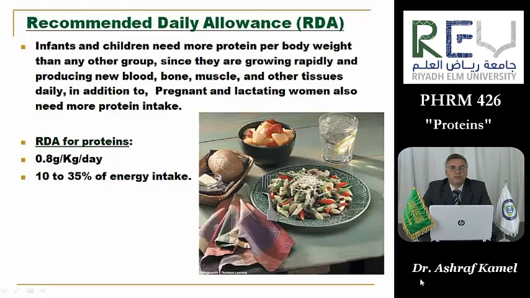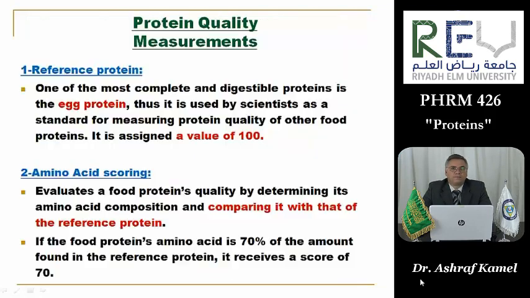Infants and children need more protein per body weight than other age groups, since they are growing rapidly and producing new tissues. In addition, pregnant and lactating women also need more protein intake. But generally, the RDA for proteins is 0.8 grams per kilogram per day and should provide 10 to 35% of the energy intake. Protein quality measurements.